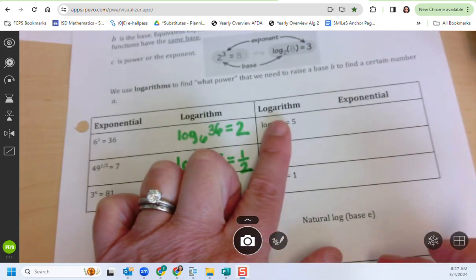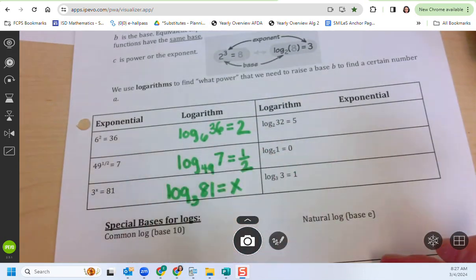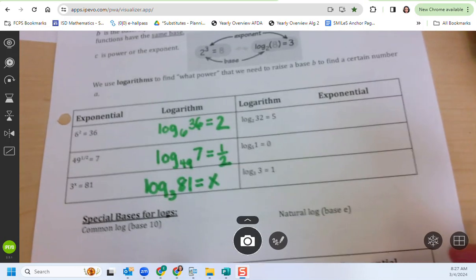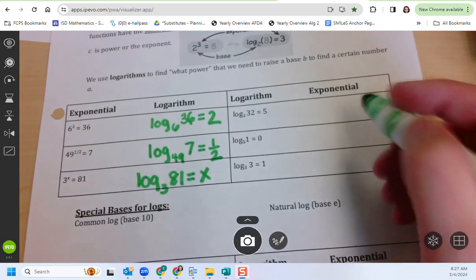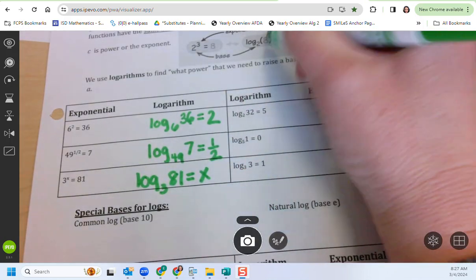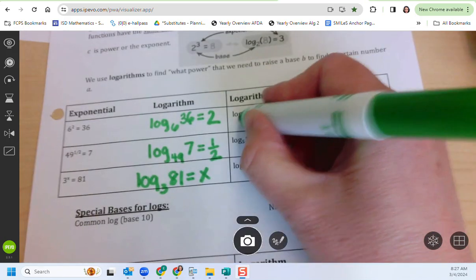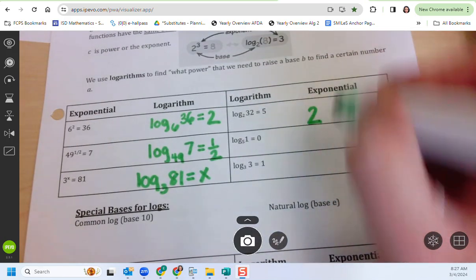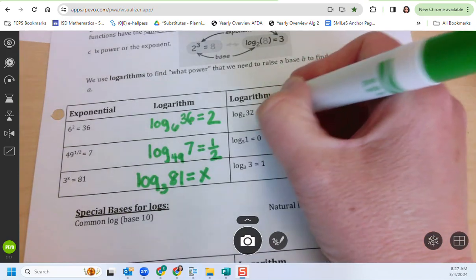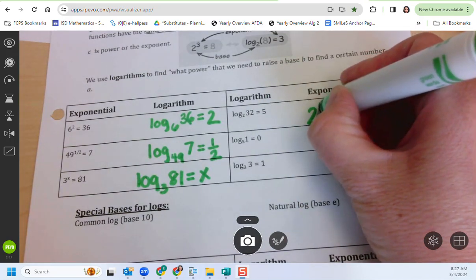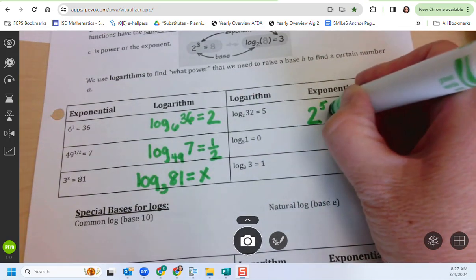All right. Now we're going to take the logarithm and write it as an exponential. Some of you have worked ahead, which is super. I love it when you guys work ahead. The base of the logarithm is the base of your exponential, so write that number first. The answer to the logarithm is your exponent, and that equals 32.